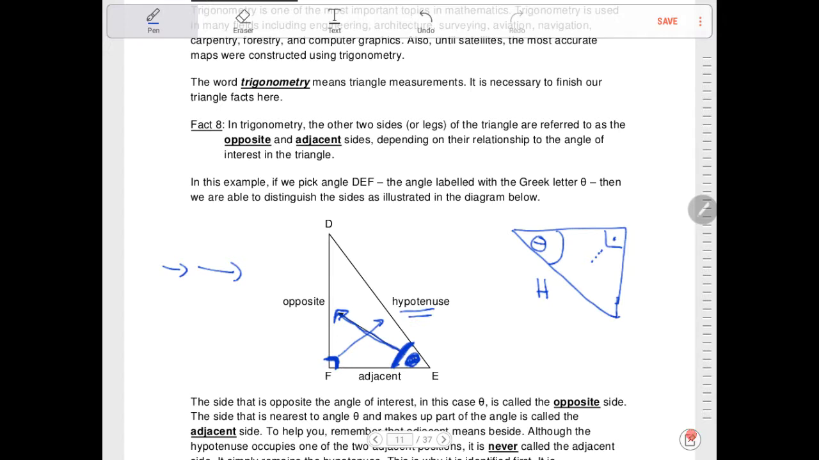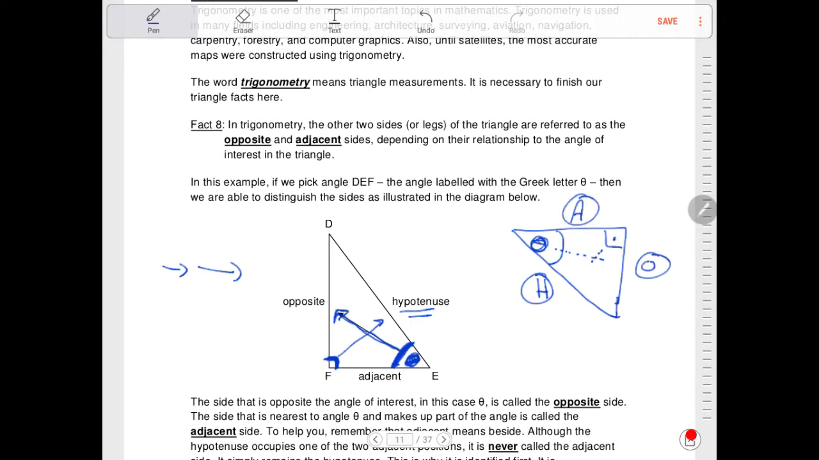The next one you always want to label is your opposite. Find the angle in question, which in this case is right here. The side across is always going to be your opposite. By default, what do we have left? We have adjacent. Feel free to use a capital A.